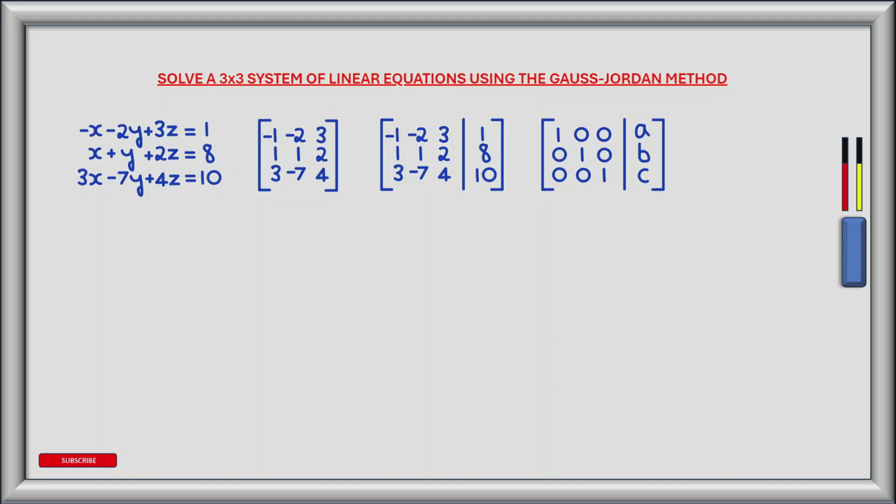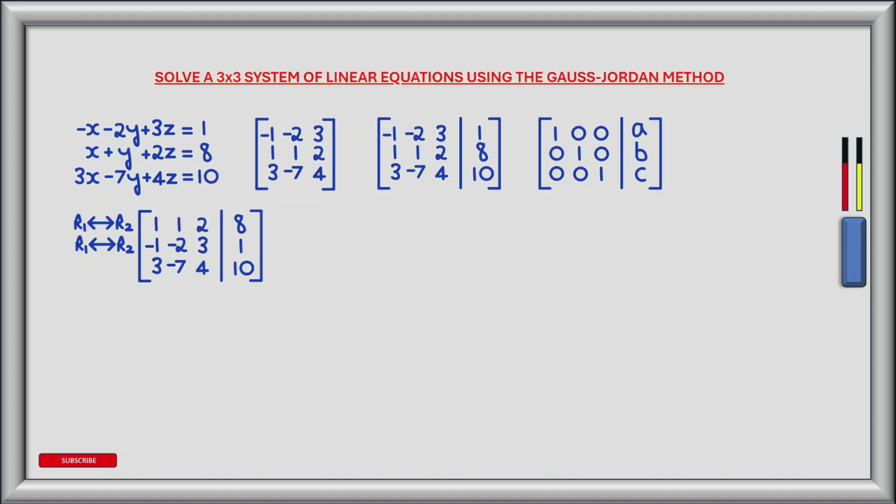So for step 1, the first row needs to have a leading coefficient of 1. So this element here in row 1, column 1 needs to be a 1. To achieve this, we can swap row 1 with row 2. So row 1 is here and row 2 is here. So now row 1 becomes 1, 1, 2 and 8, and row 2 becomes -1, -2, 3 and 1. And row 3 remains unchanged.